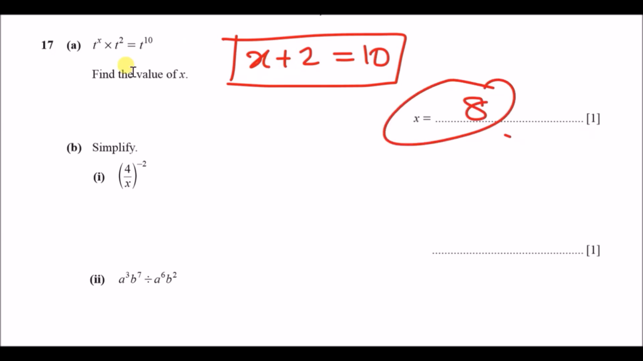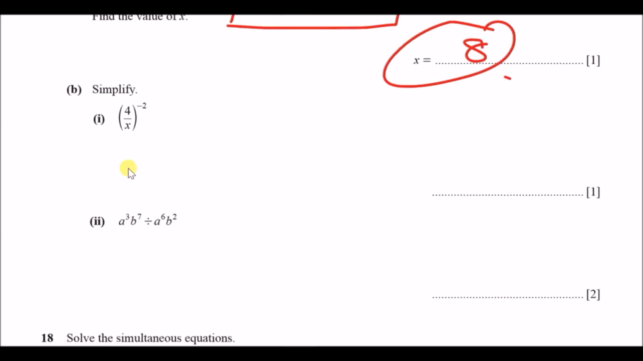Not bad. B. Simplify 4 over x to the power of negative 2. Now, one thing I want to say here. When you have something to the power of a negative, the answer is definitely not negative. Negative always means the reciprocal, and reciprocal means you flip it upside down. So negative 2 becomes positive 2.